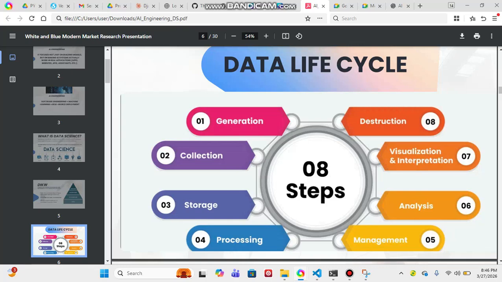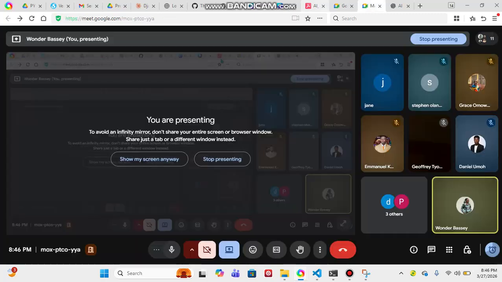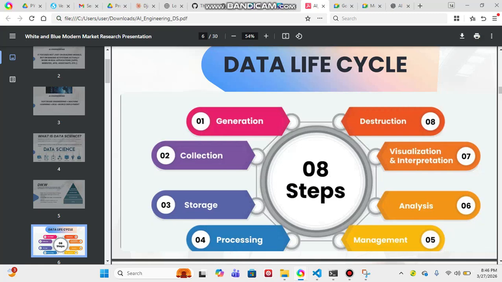Then they are stored. Data engineers set up databases that can store large amounts of data. Some of these data were gathered and stored 5 years ago, 7 years ago, 8 years ago, 9 years ago. In fact, there are data from 20 years ago. They are stored.